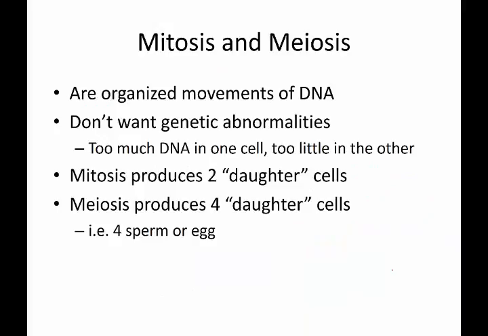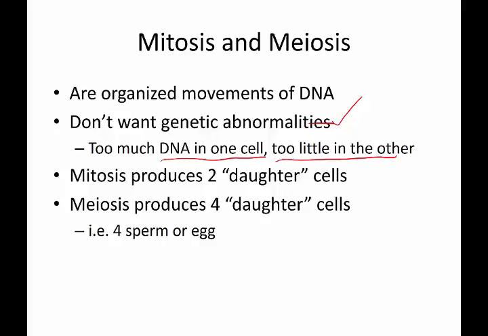In general, though, mitosis and meiosis are just simply organized movements of DNA. Essentially, in mitosis and meiosis, we're just moving DNA around. But as you can imagine, this has to be a very, very precise process. If it's not precise, we start getting genetic abnormalities, and this can cause a lot of issues. That's why these movements of DNA have to be very, very precise. We don't want too much DNA in one cell and too little in the other. Again, this is going to cause lots and lots of issues.